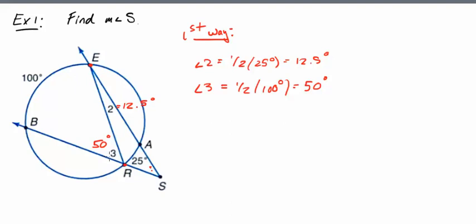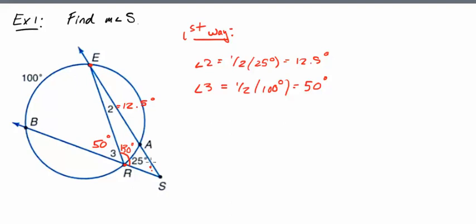And now we can then find this angle right here. That supplementary angle must be 130 degrees. Okay, because you want to remember these two angles, angle 3 and this angle that I marked in red, are supplementary. They add up to 180 degrees. So all you have to do is subtract 50 from 180, get 130.